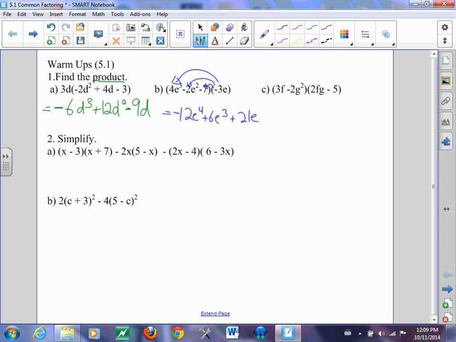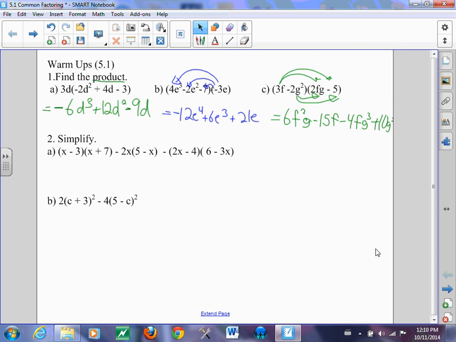C is an example that we learned in multiplying binomials: FOIL, first, outside, inside, last. Hopefully by now, folks, you've got the pattern down. You don't need the brackets or the arrows, but if you need the arrows, by all means, put them in. So we're going to go 6f squared g, minus 15f on the outside. Inside is negative 4fg cubed and plus 10g squared. Notice, ladies and gentlemen, there's no like terms here, so you can just leave that as is.